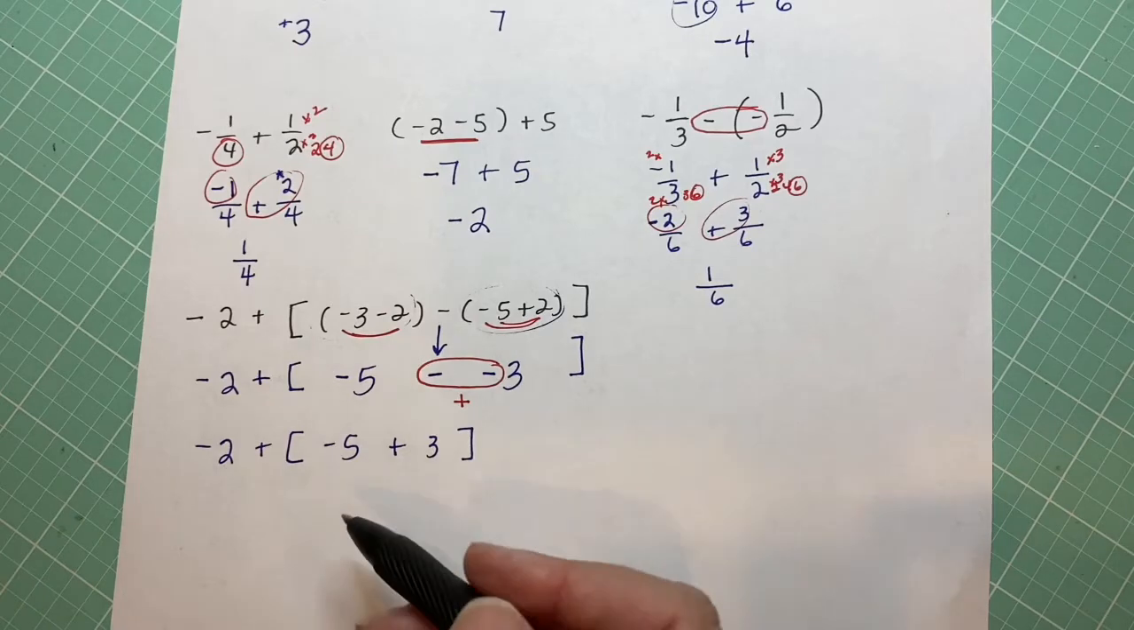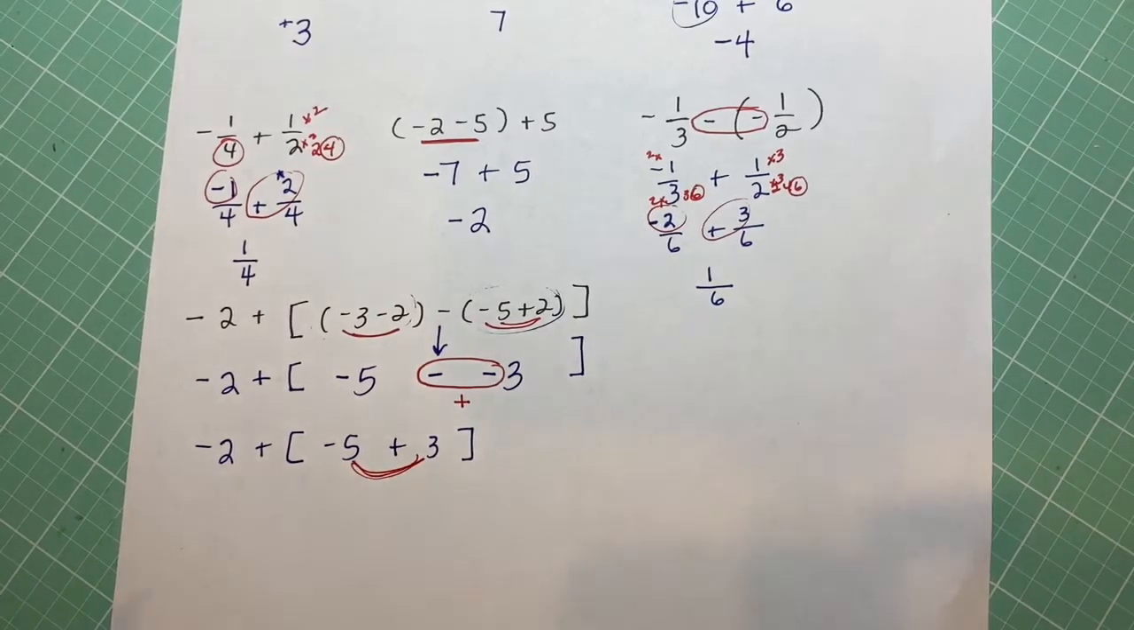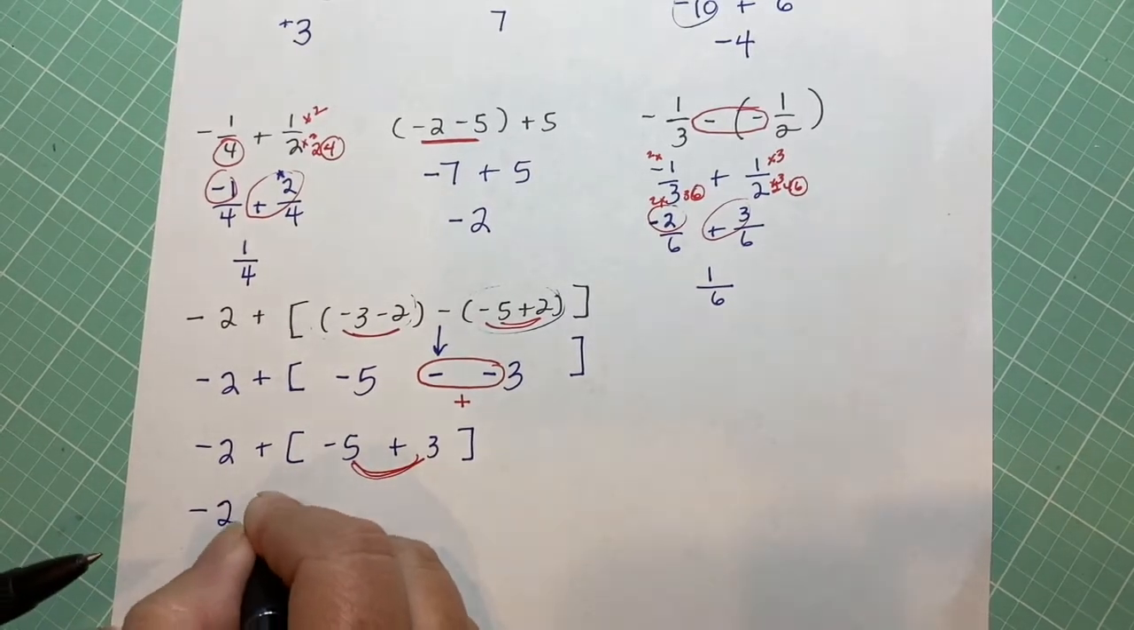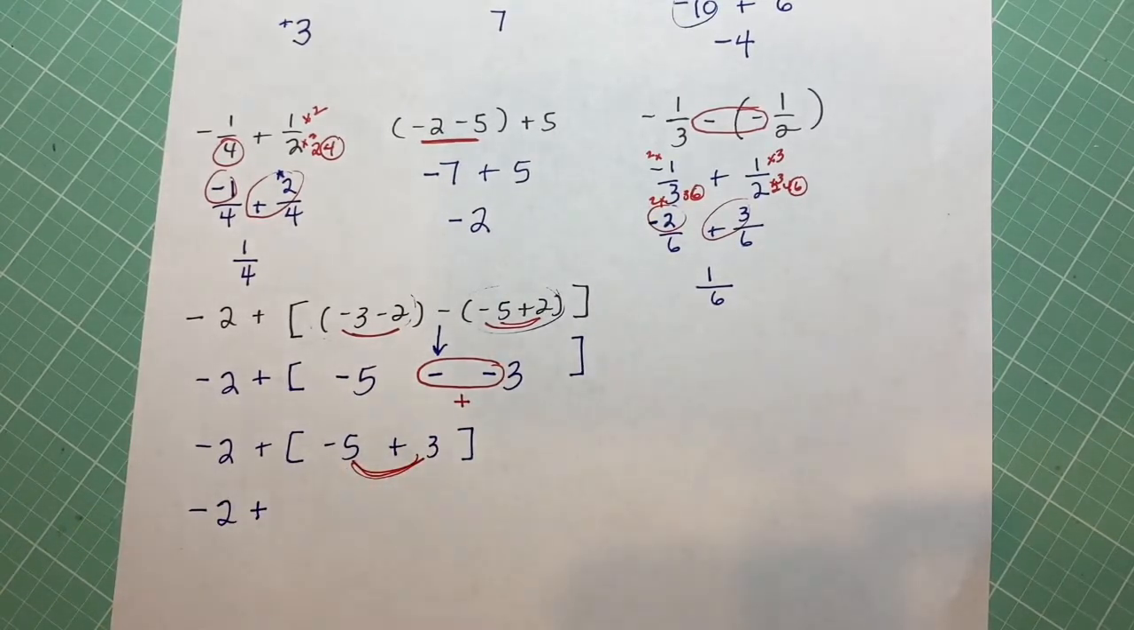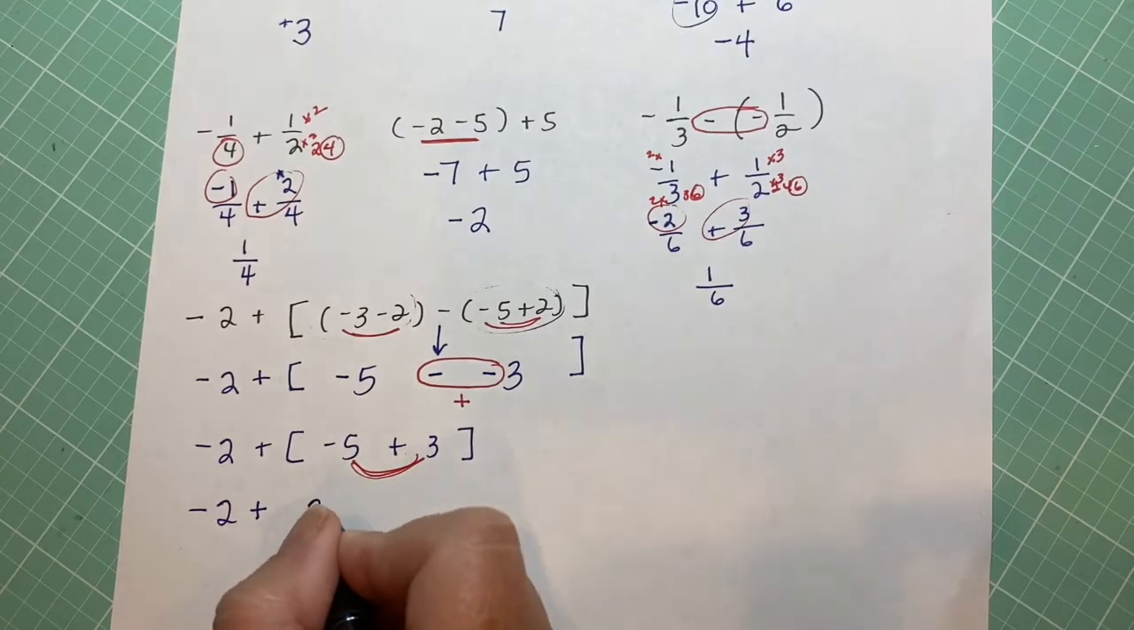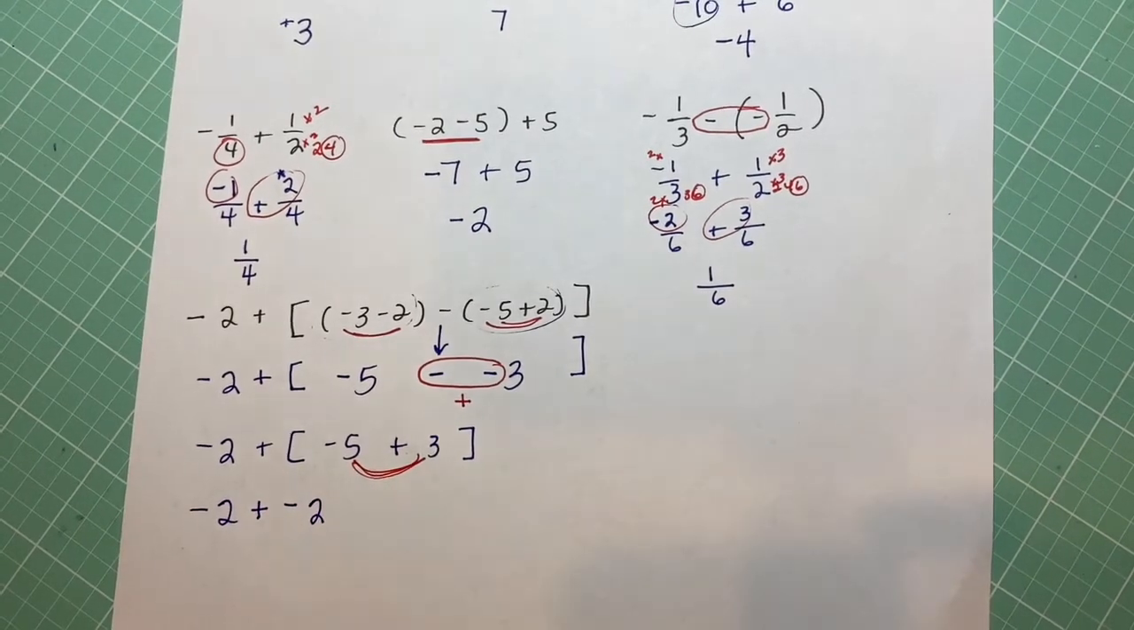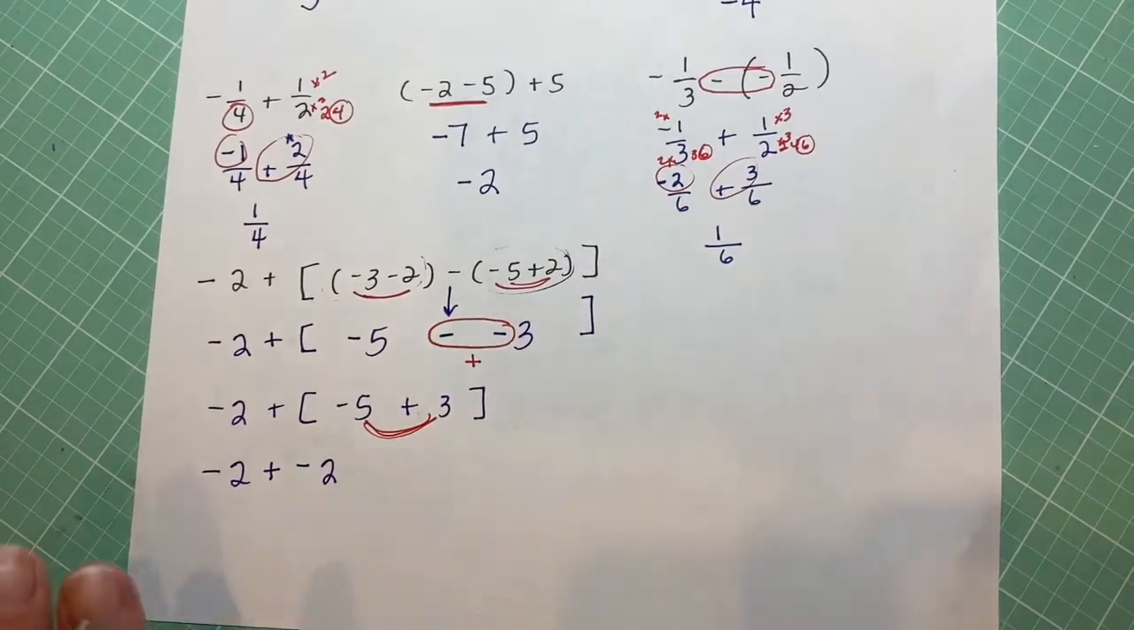Now we still have a parenthesis, so we got to do this inside this parenthesis. So this -2 comes down in this plus, and because there's not a number there, this doesn't mean multiplication, so we don't have to bring down the brackets. We just say the signs are different, so we subtract 5 minus 3 is 2, take the sign of the larger, and now we have a -2 plus a -2.